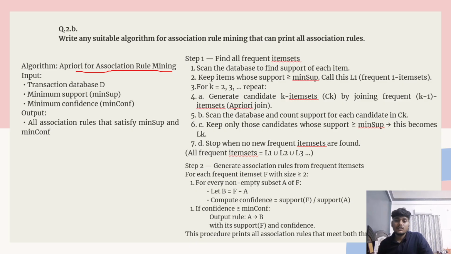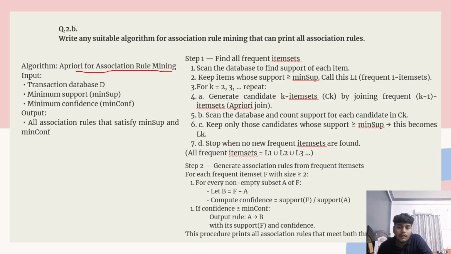Step 2, generate association rules from frequent item sets. For each frequent item set F with size greater than 2, for every non-empty subset A of F, let B be equal to F minus A. Compute confidence is equal to support A.